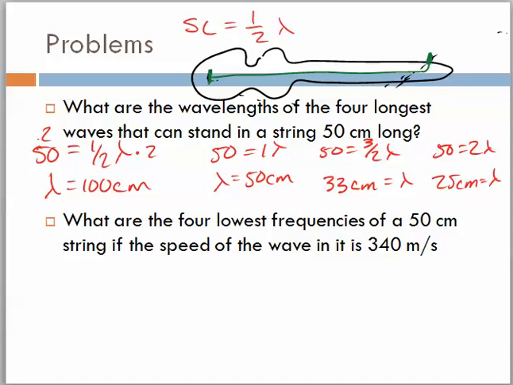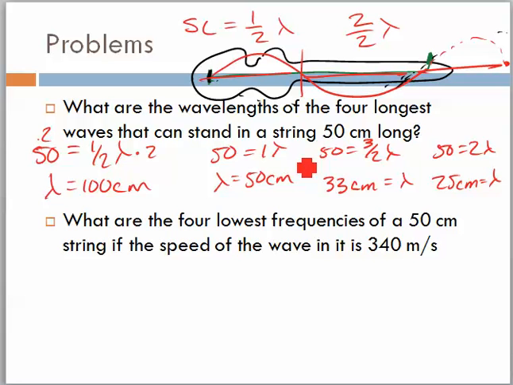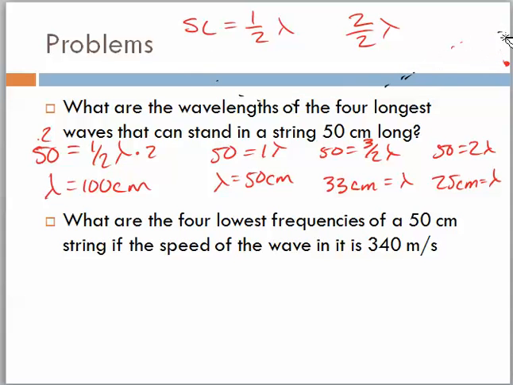Likewise, I could compress it and I can get one full wave in here, and that's where we get the 2 over 2. I could extend it now. If I extend this, I can bring this part to here, and that'll give me 1, 2, 3 parts, or 3 halves of the wavelength. And then we can extend it to the next one, which gives us the 4 halves.